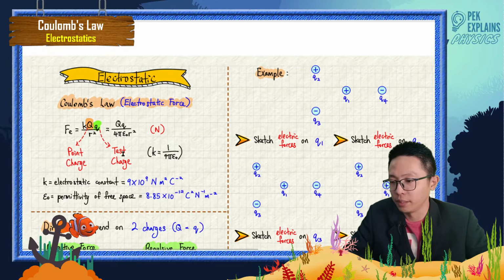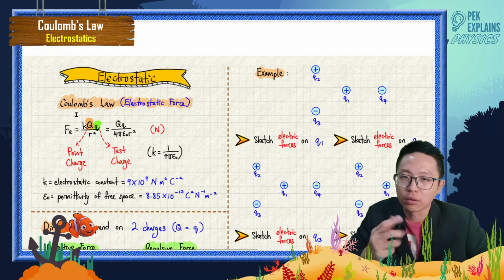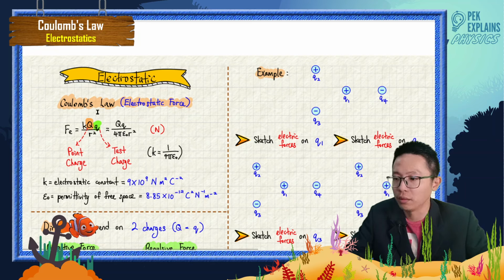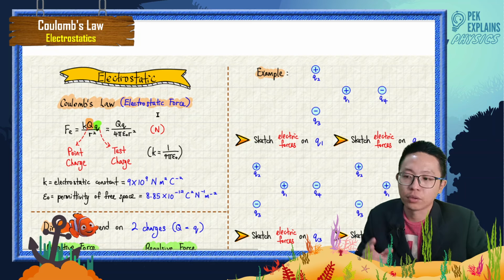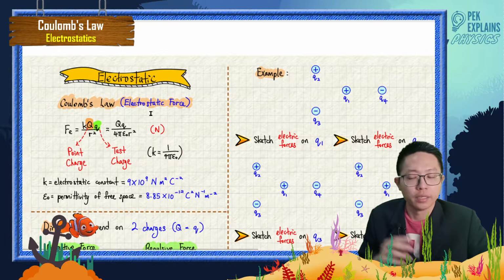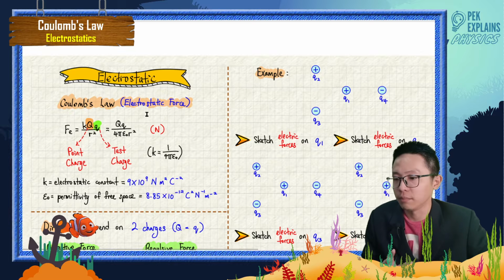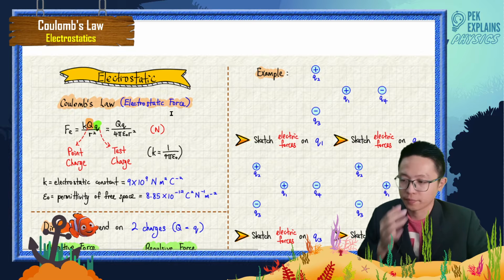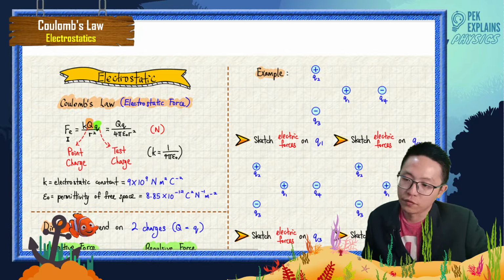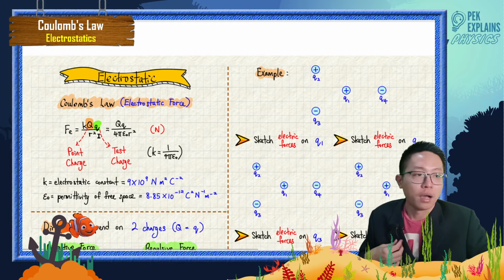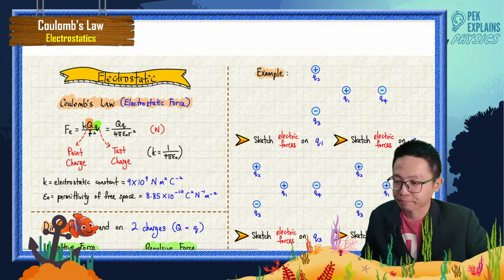The first subtopic in this chapter is called Coulomb's law. So what is Coulomb's law about? Coulomb's law explains electrostatic force. The formula for electrostatic force is kqq over r square.